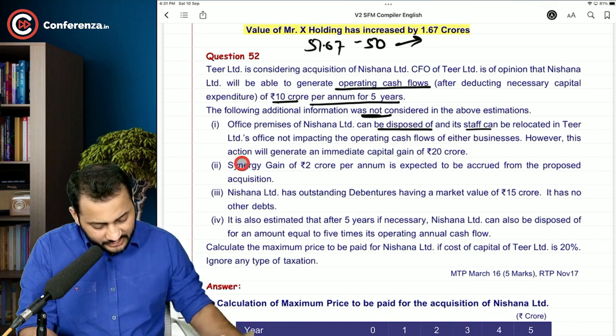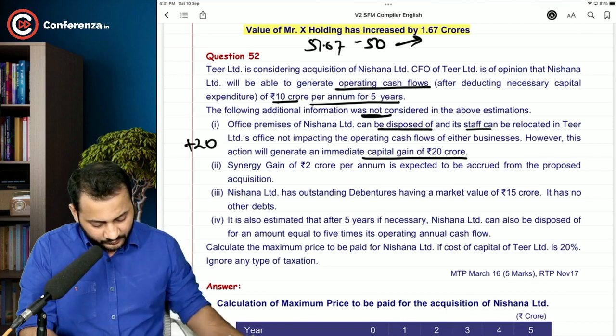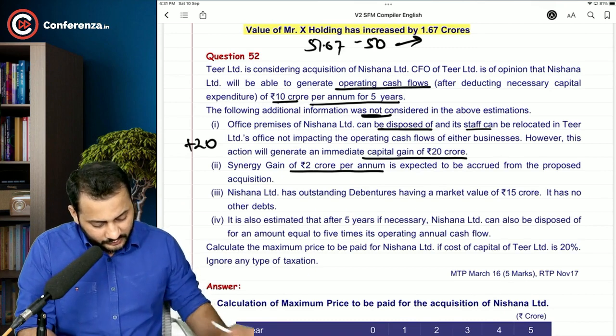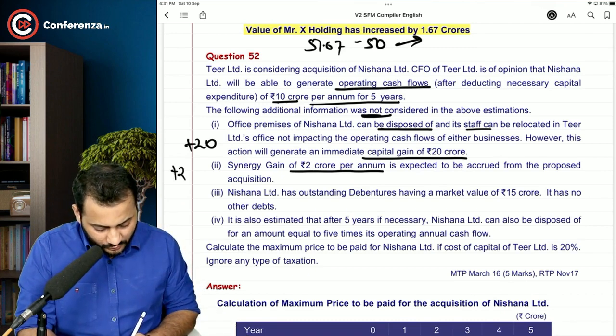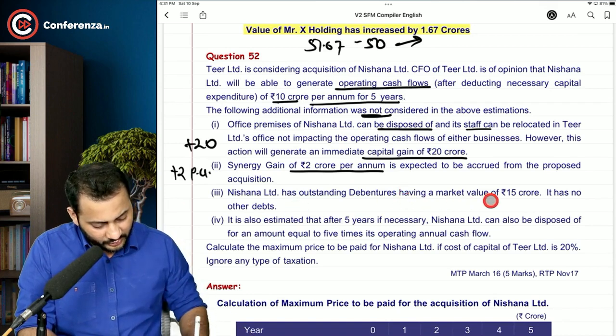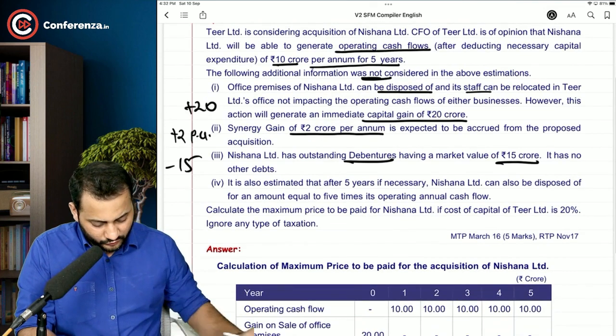However, this action will generate an immediate capital gain of 20 crore. So this is an inflow. Synergy gain of 2 crore per annum is expected to accrue from the proposed acquisition. 2 crore per annum. Nishana Limited has outstanding debentures having a market value of 15 crore. This is a liability. It will be considered as an outflow.